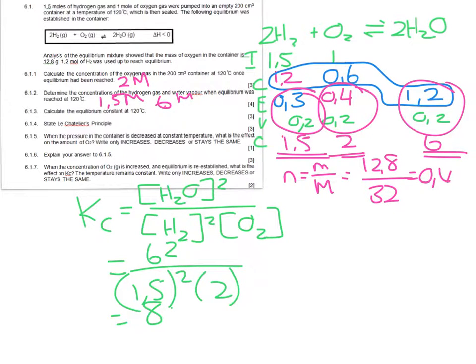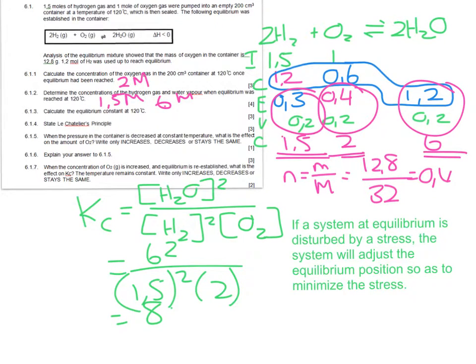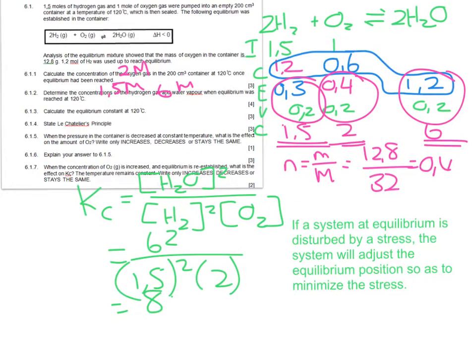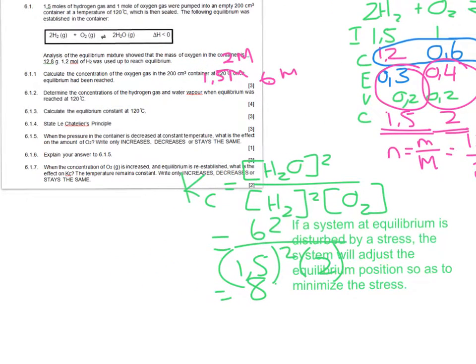And then state Le Chatelier's principle. So we're going to have, if a system is at equilibrium and it's disturbed by stress, the system will adjust the equilibrium position so as to minimize that stress. When the pressure on the container decreased at a constant temperature, what effect would it have on the amount of O2? And we're going to have to explain it. So I'm going to just explain it first because I find that a little bit easier to do. I'm going to say I've got 3 gas moles going to 2 gas moles.